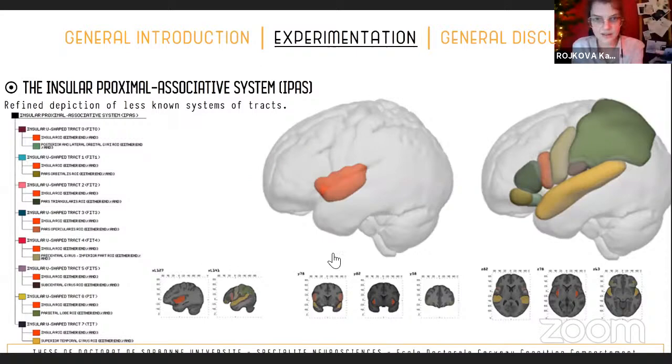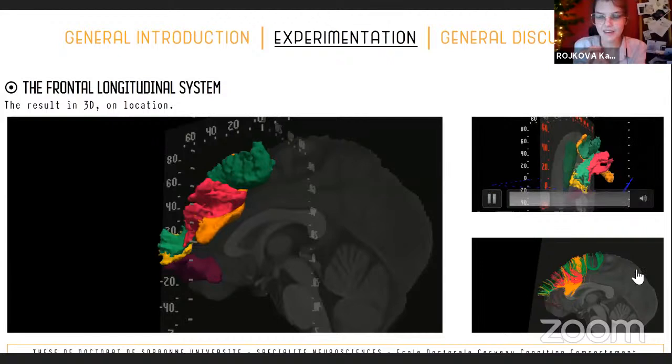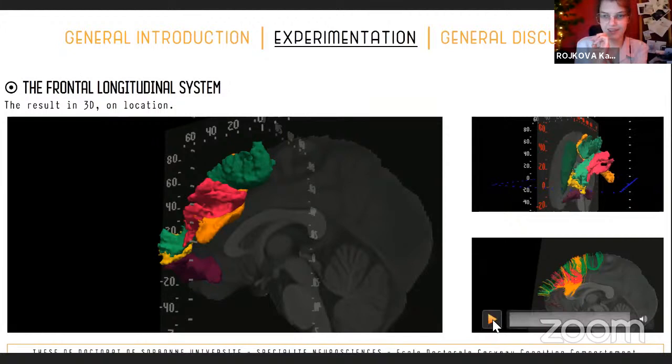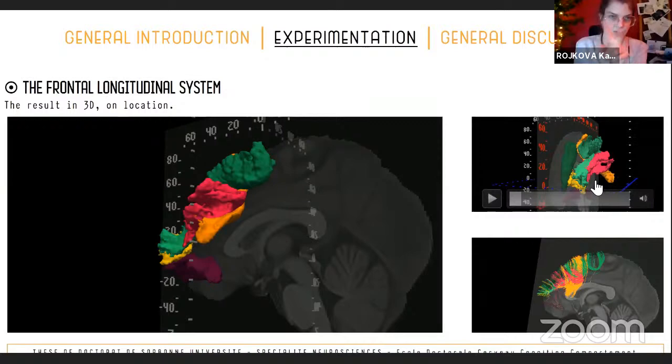Voilà. Here is another one. And here is another one. Here, the last one is in one participant. The first ones are the mean maps.